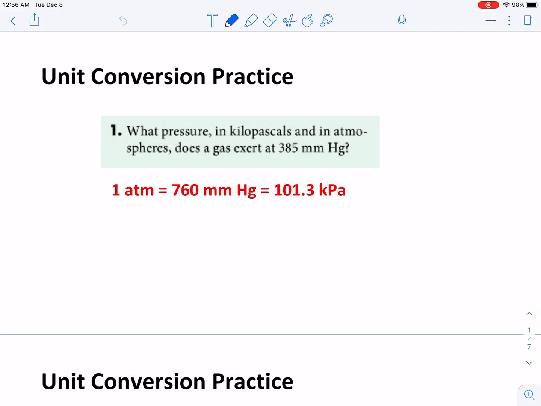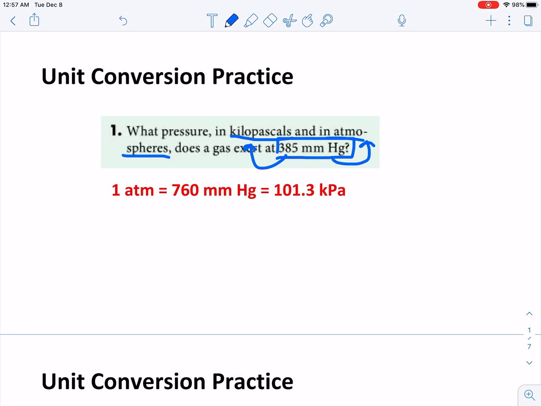So here's an example problem. What pressure in kilopascals and in atmospheres, so this is kind of a two-part question, does a gas exert at 385 millimeters of mercury? So that's our starting unit. So we need to convert that into kilopascals and into atmospheres. And so I'll do the kilopascal calculation as an example, and I'll leave the atmospheres to you to do.